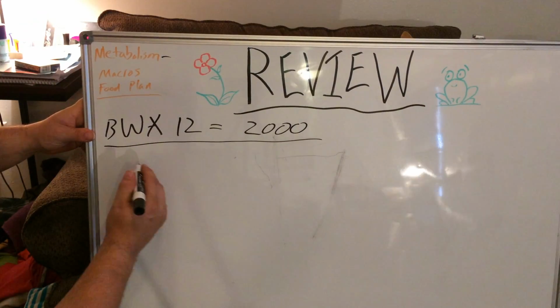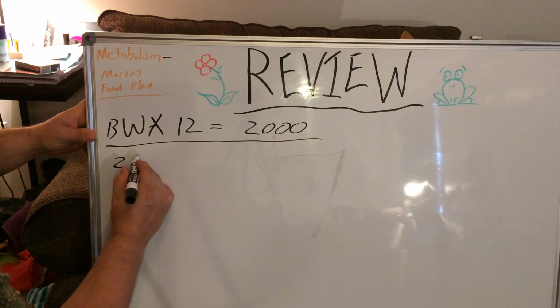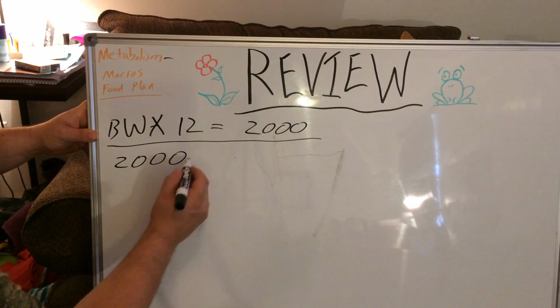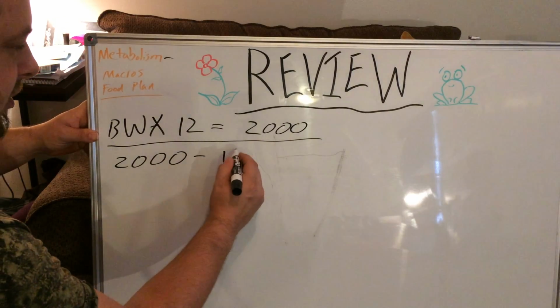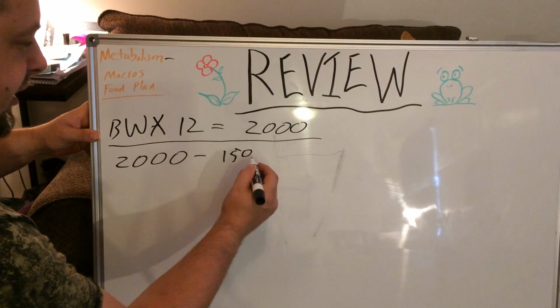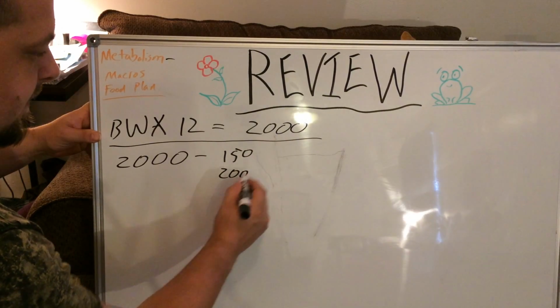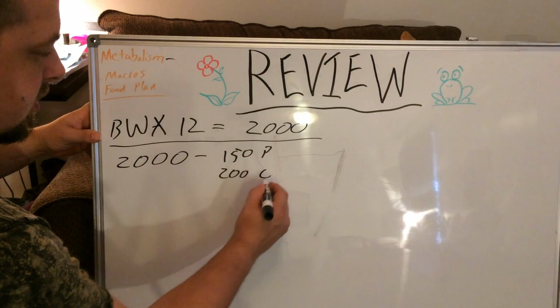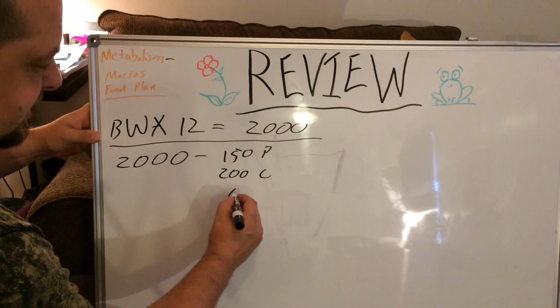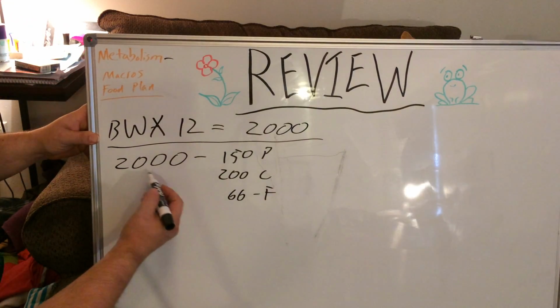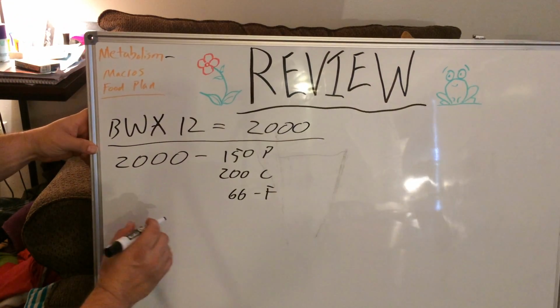Then you take this and you break it down into macros, which you would end up with, like we said, 150 grams of protein, 200 grams of carbs, and 66 grams of fat. So these are the macros we end up with.